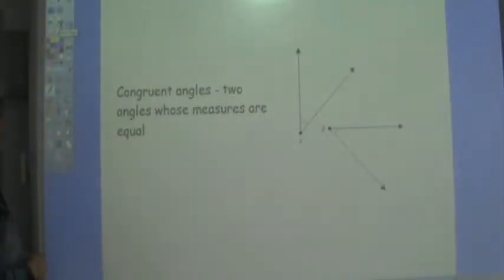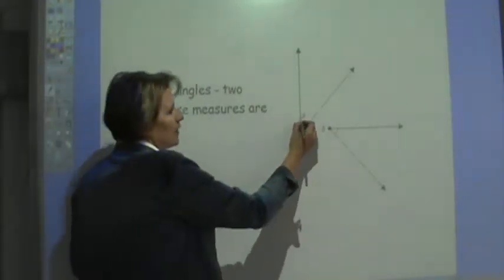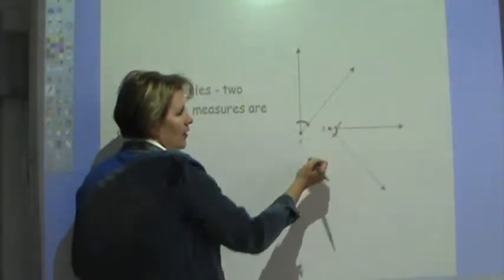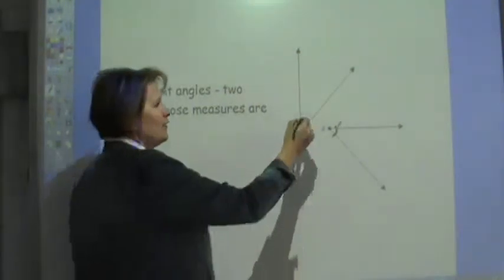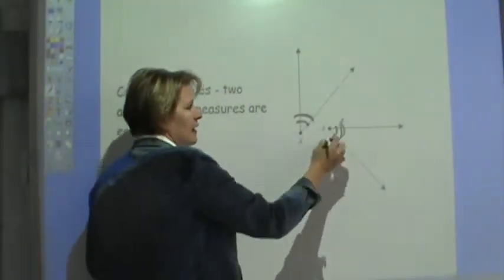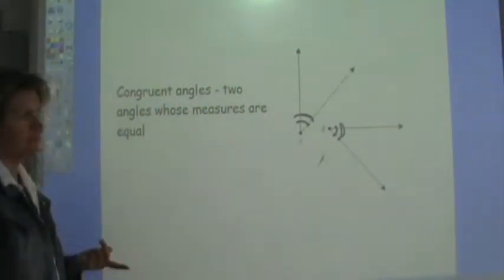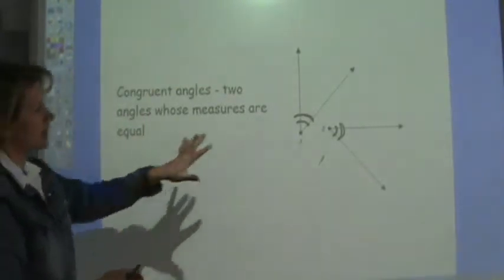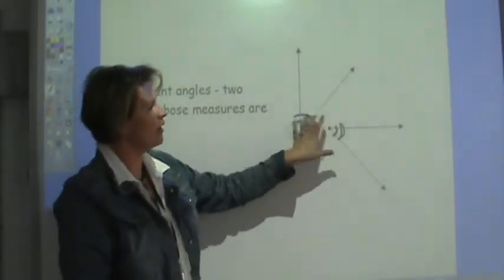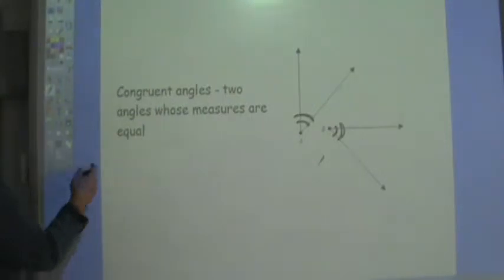Congruent angles are two angles whose measures are equal, and we can mark them kind of like with tick marks, where if I have two marks, that means that those two are the same. If I had one mark, they're kind of like tick marks, like I said. If they have the same number of markings, that means that they're the same measure.